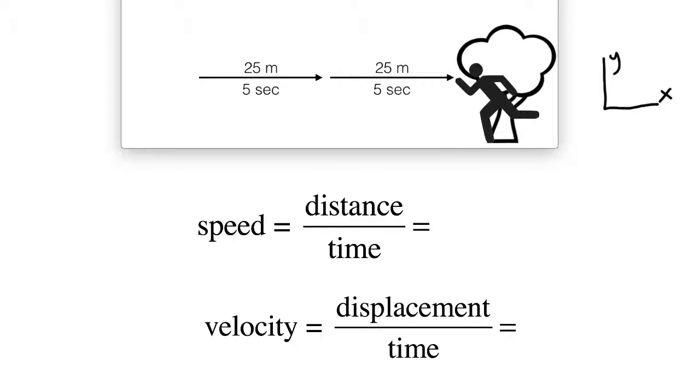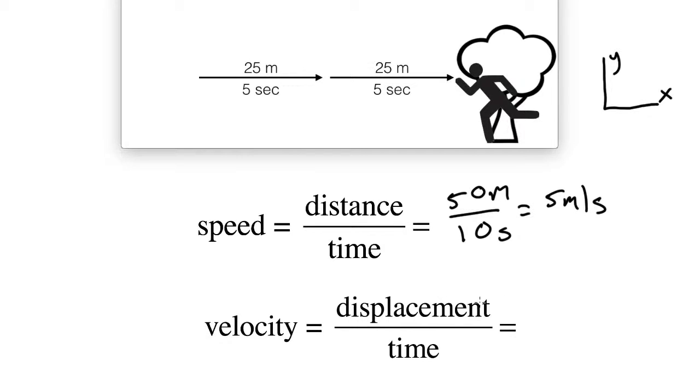So to calculate his speed for this case, it would just be his total distance that he traveled, which would be 50 meters, and we would divide that by 10 seconds because that's how long it took him to do it in, and this would be 5 meters per second.